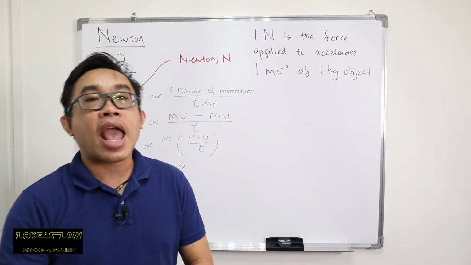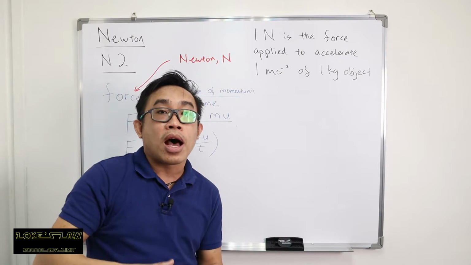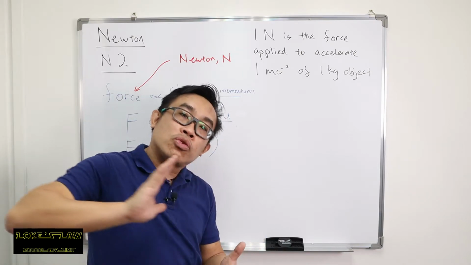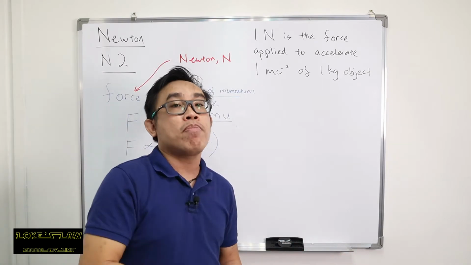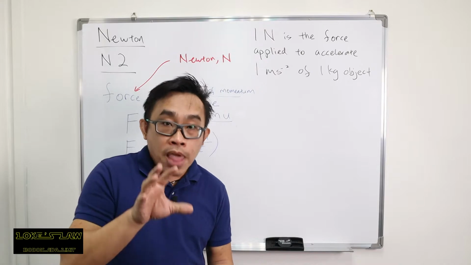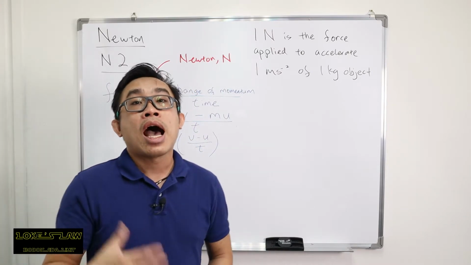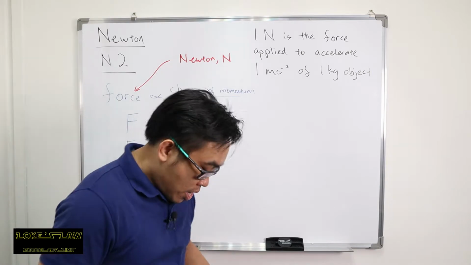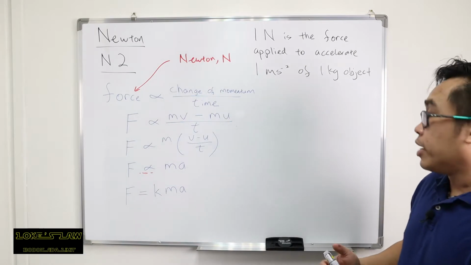It means that he said every 1 Newton actually refers to a force that you apply to push the object, to accelerate the object, to make the object faster by 1 meter per second for every 1 kg of object. That is the definition of 1 Newton. That's how he explained to us how to use his name. And just because of this definition, let me carry on from there.